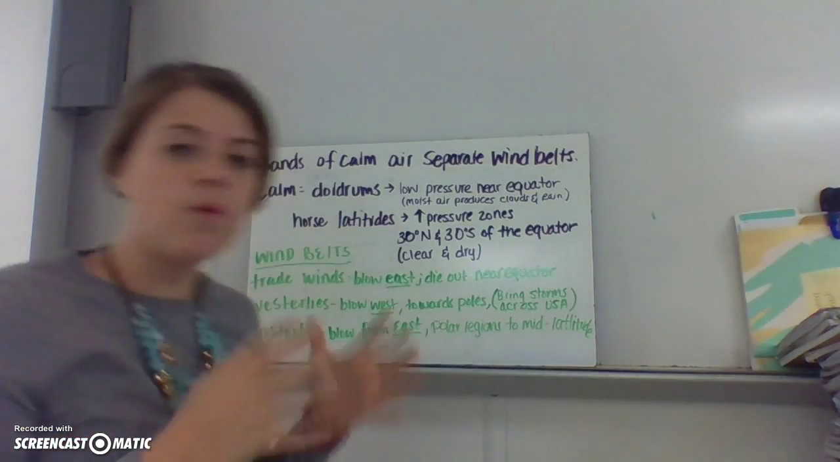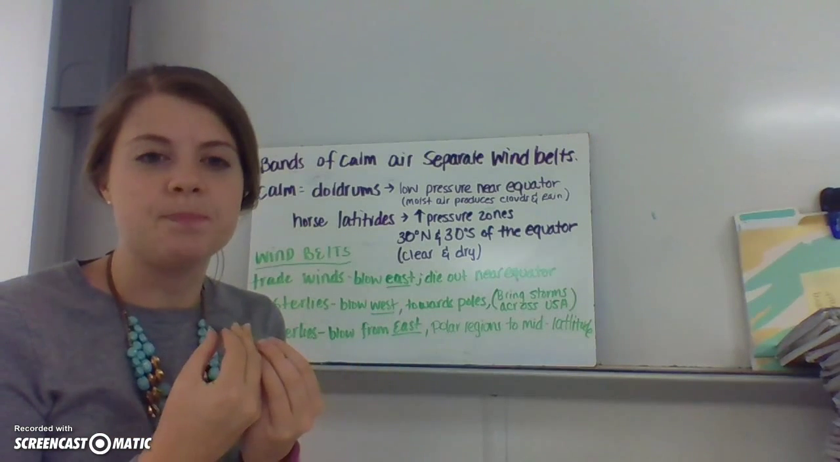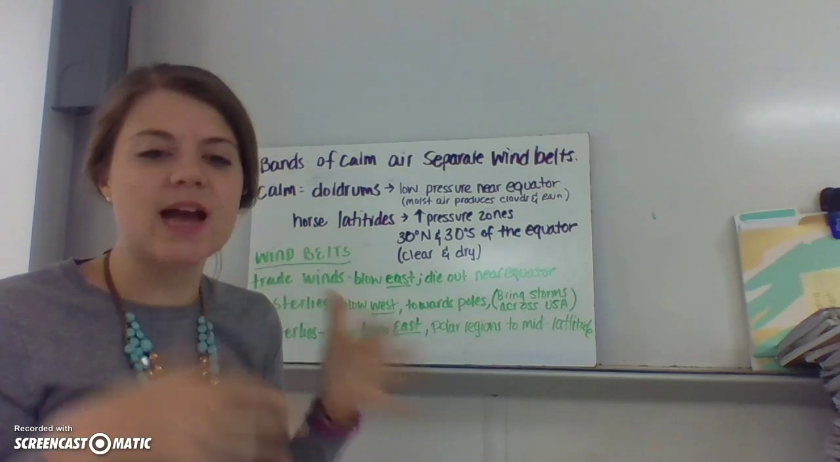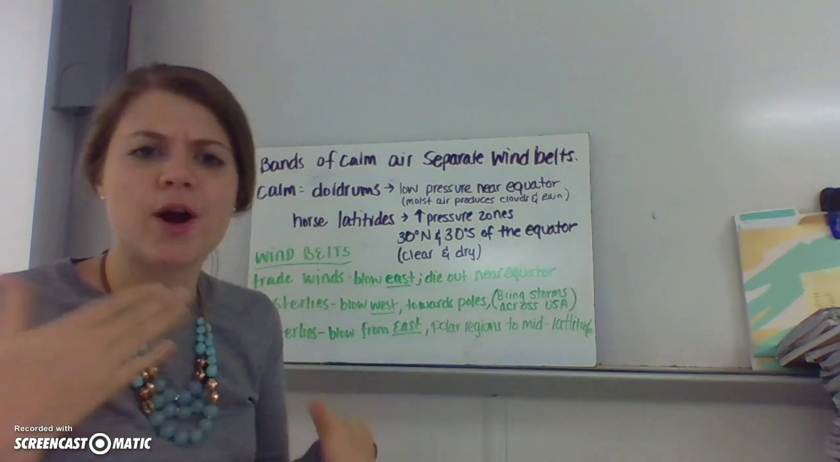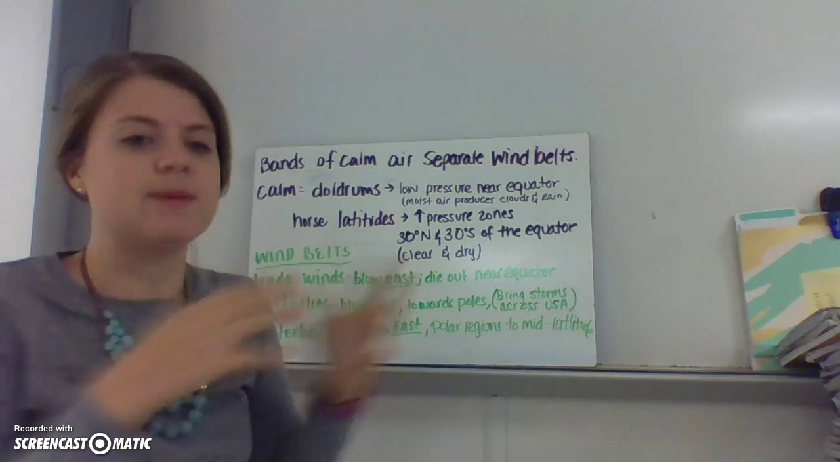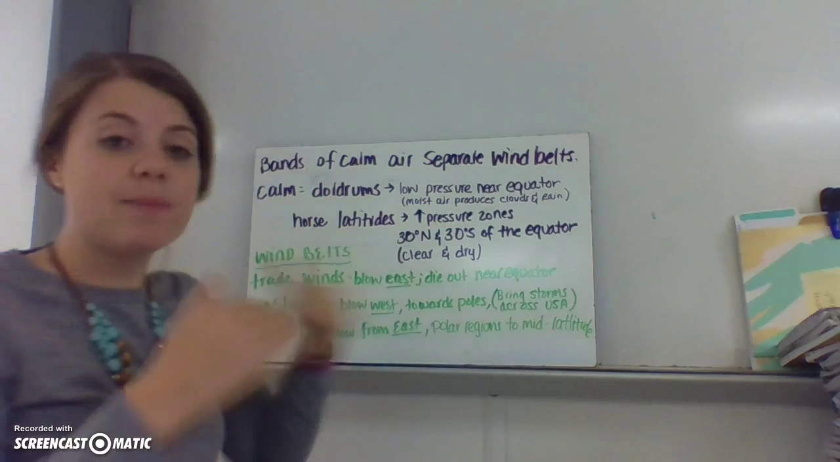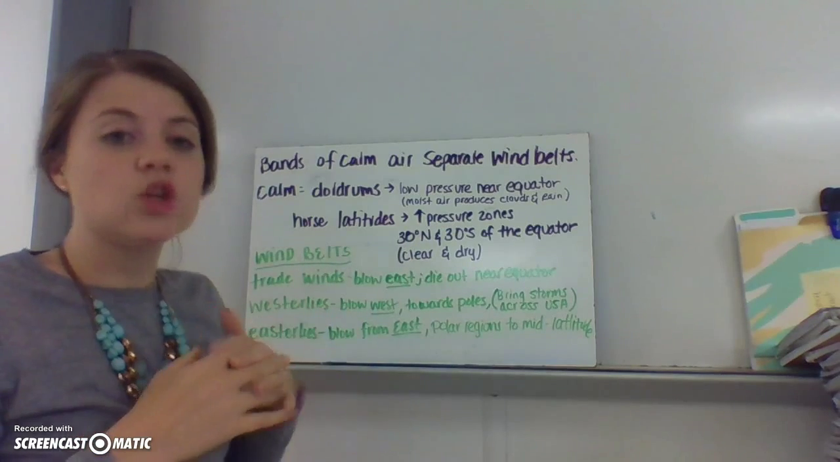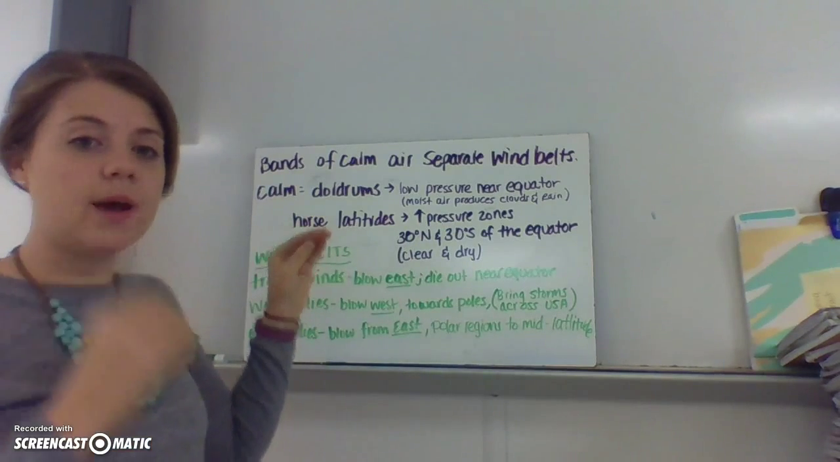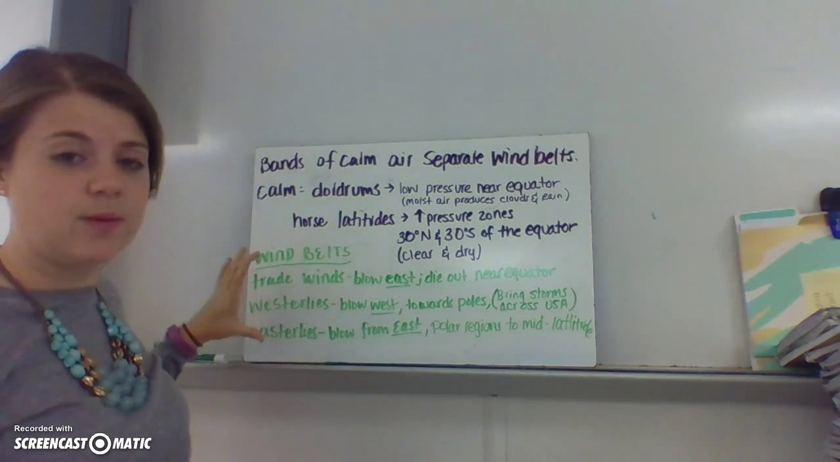So these global winds create bands across the globe, because there are these patterns of pressure caused by the heat that's being created. So the bands of calm air separate wind belts. We have a couple calm air bands that are going to separate these 3 wind belts.